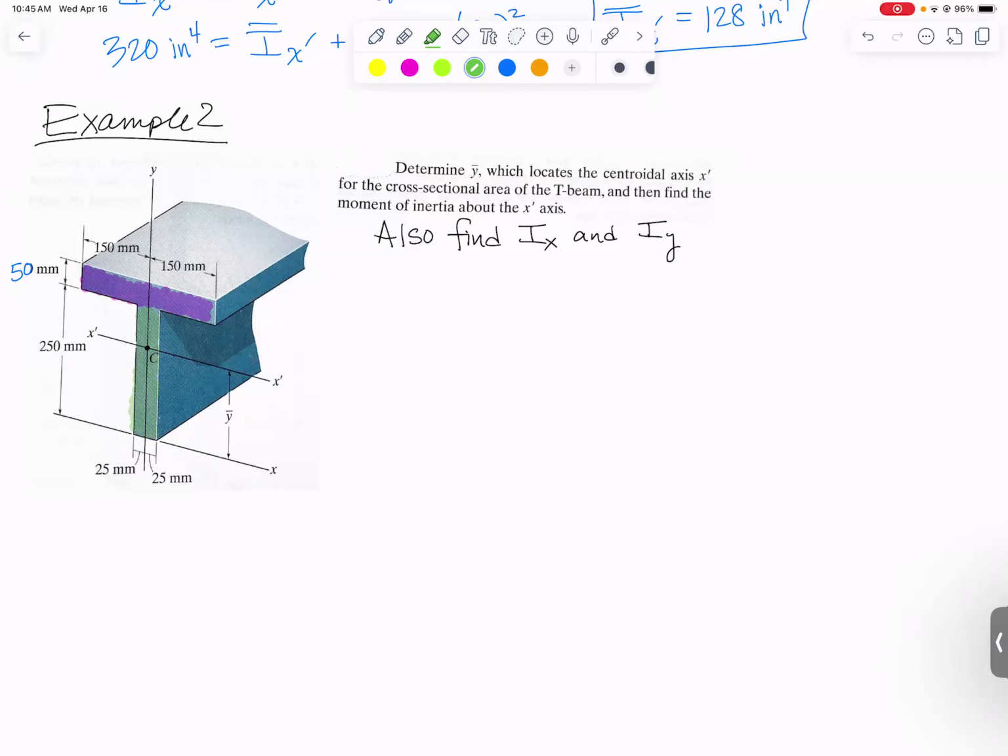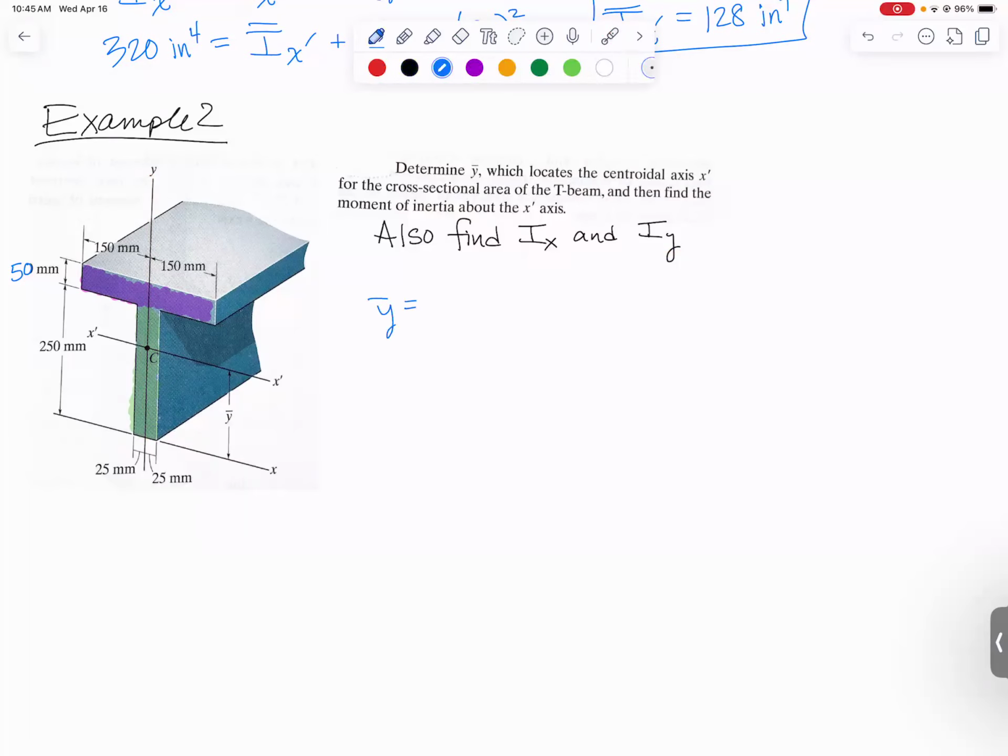And it wants us to first find y bar, and they gave us the x-axis down here at the bottom, so we're going to be measuring up to get y bar. Then it asks us to find the moment of inertia about the x prime axis, but I want to do more. I want to find it also about the regular x-axis, as well as the moment of inertia about the y-axis, because I think it's good practice to see all the different moments of inertia that you could get. First up, we got to find that centroid.